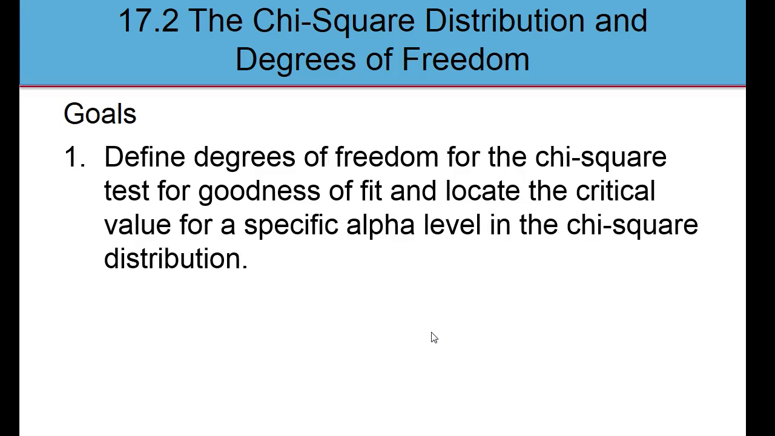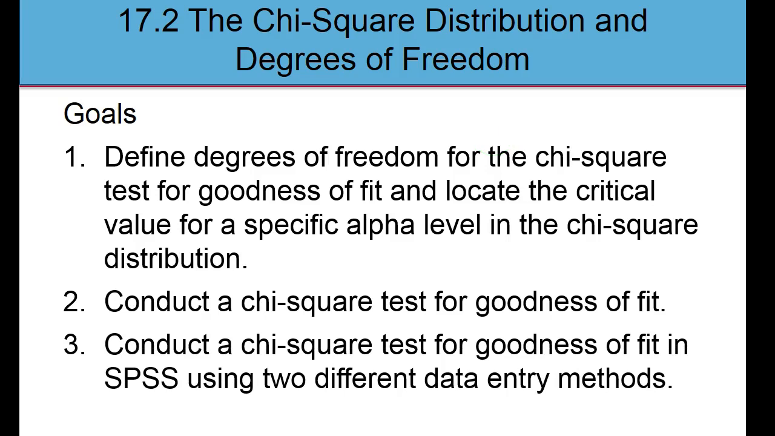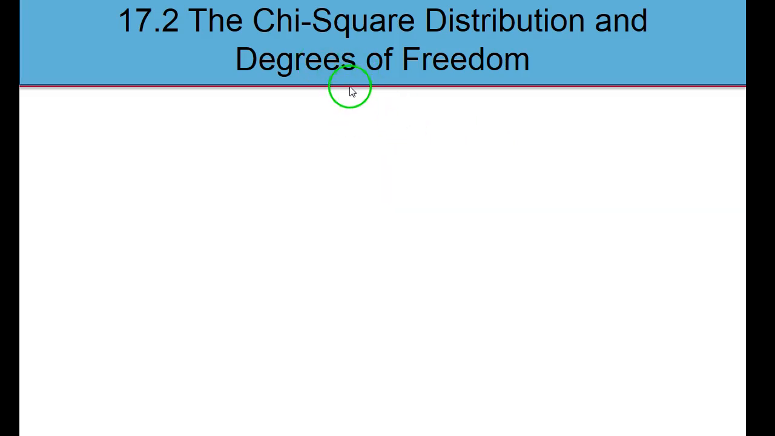I primarily will cover information stemming from Section 17.2, the chi-square distribution and degrees of freedom. So one of the obvious goals is how do we calculate degrees of freedom for the chi-square, and then locate the critical value for a specific alpha level associated with our chi-square. Second, how do you conduct a chi-square test for goodness of fit? Now we started this in the previous screencast but didn't quite complete it. And then finally, I want to show you how you can conduct the chi-square test for goodness of fit in SPSS, and there's two different approaches one can use.